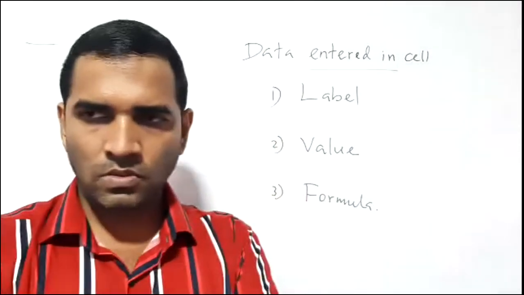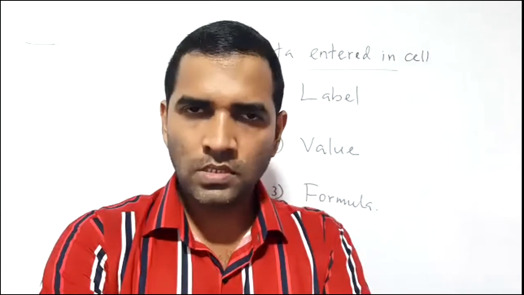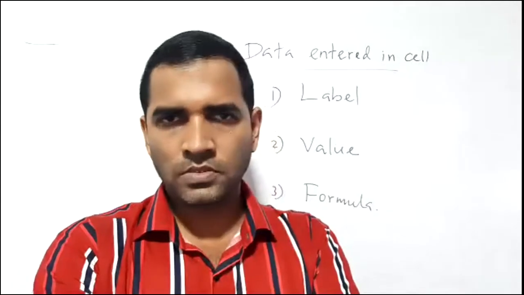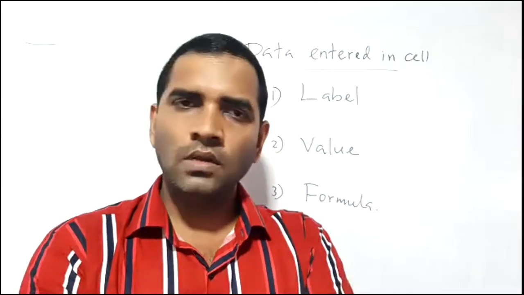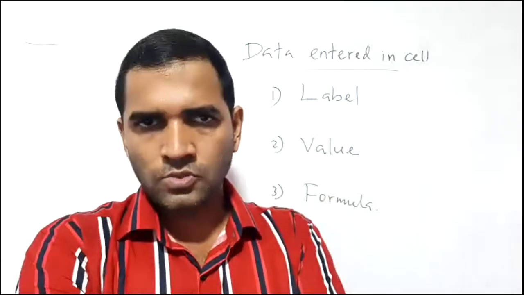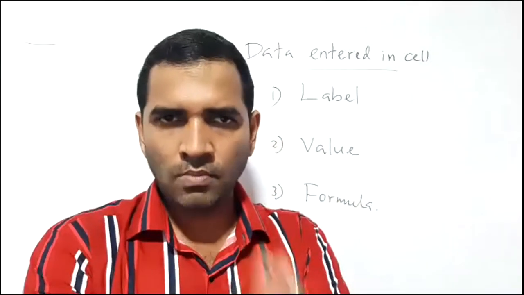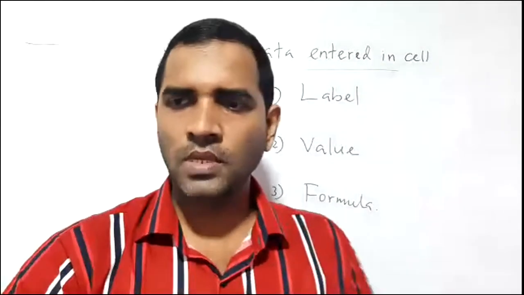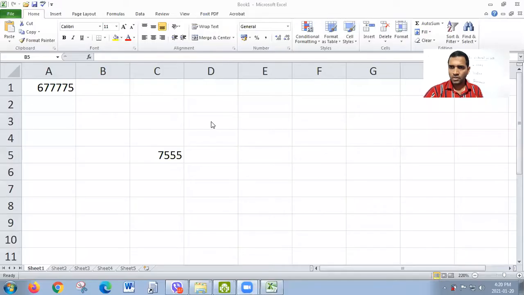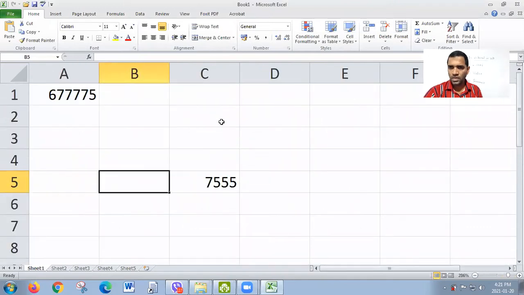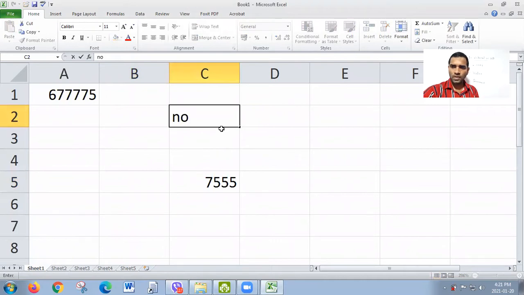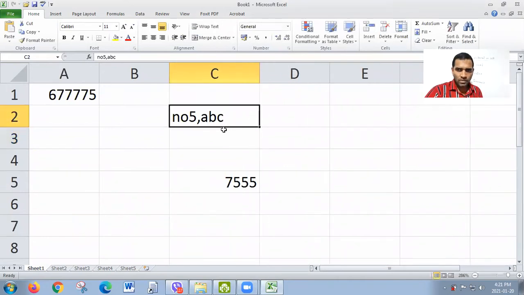What is it? Label. So it's very simple. Label means combination of letters, numbers, symbols. Even if a cell has only letters, then it is label. So having letters only or combination of letters, numbers, symbols can be called label. So let me type some data in a cell. Look here, I want to type something in C2. So I type, look here, number 5. Put a comma, write something like ABC or something. Now here, look here. The data which I have entered in cell C2 is called label because it is a mixture of letters, numbers, symbols. So this is label.